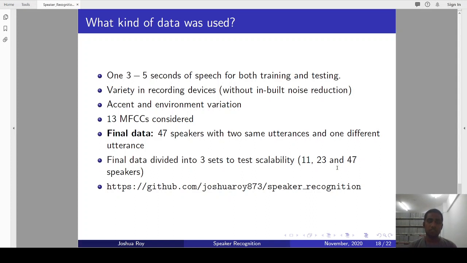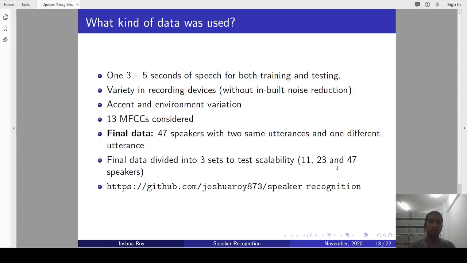What kind of data did we use? All the speech we used was 3 to 5 seconds long, which is quite short actually. We used various recording devices. We called up our friends and asked them to record. We had to discard more than 50% of the speech we recorded, primarily because the devices used had an inbuilt noise reduction algorithm.